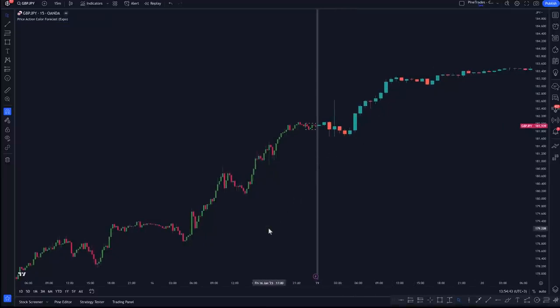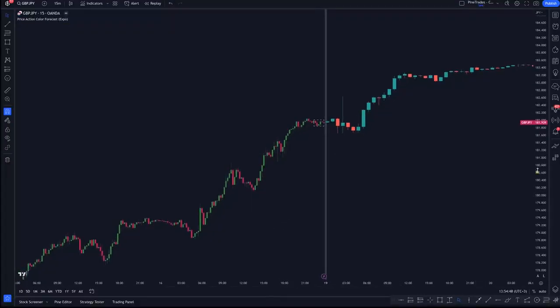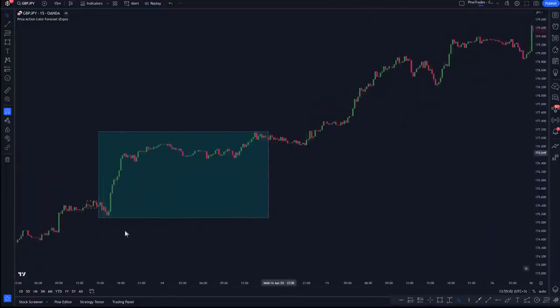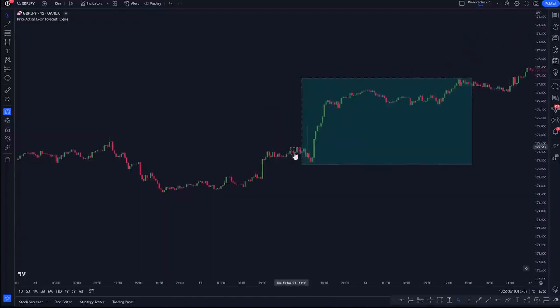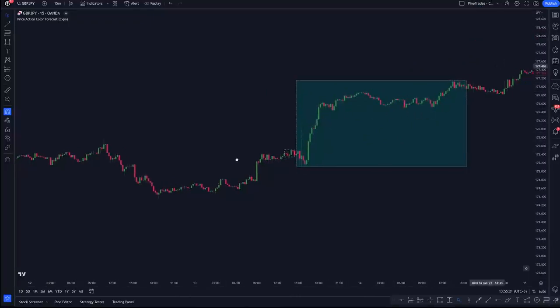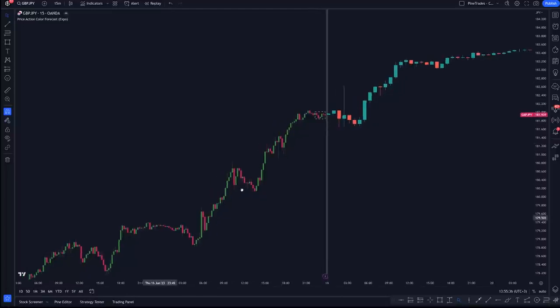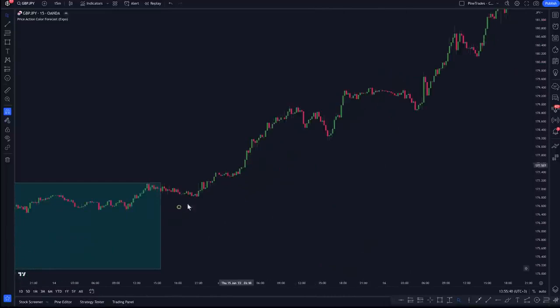So how exactly does this indicator work to arrive at this prediction? Well, the indicator systematically analyzes historical price action events based on the color of the candlesticks. When it identifies a current price action color event, it searches through past data for similar patterns. By examining the outcomes of these past events, the indicator projects potential future price movements. This analysis prioritizes the most recent candlesticks, progressing towards older data, ensuring that the forecast is based on the latest market dynamics.